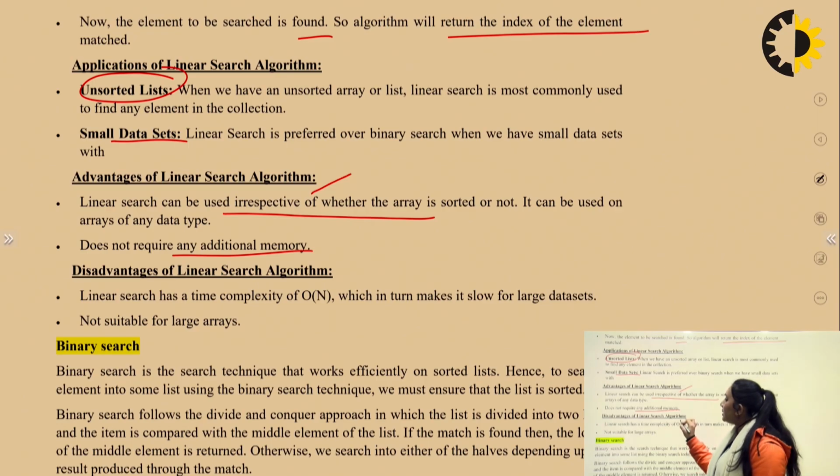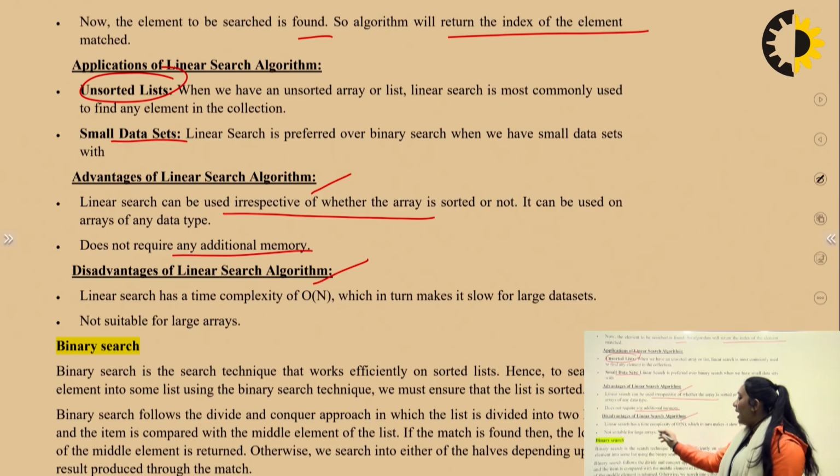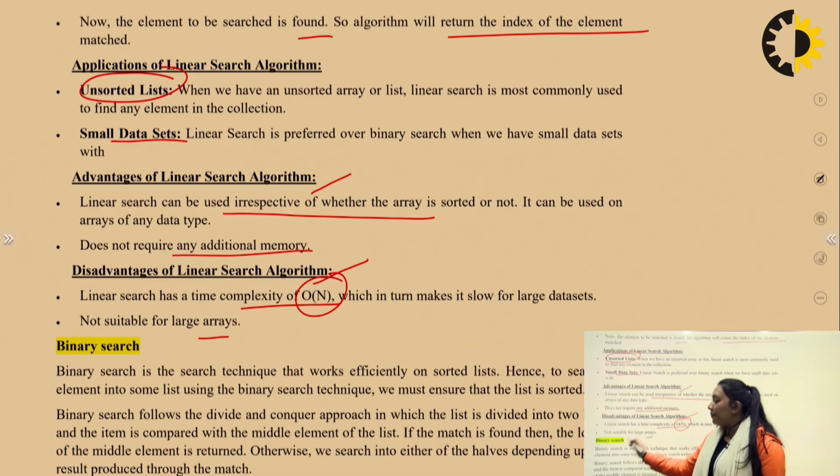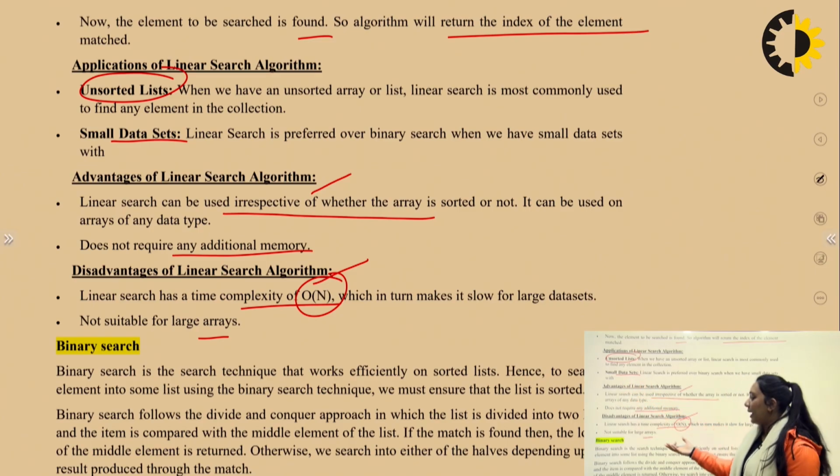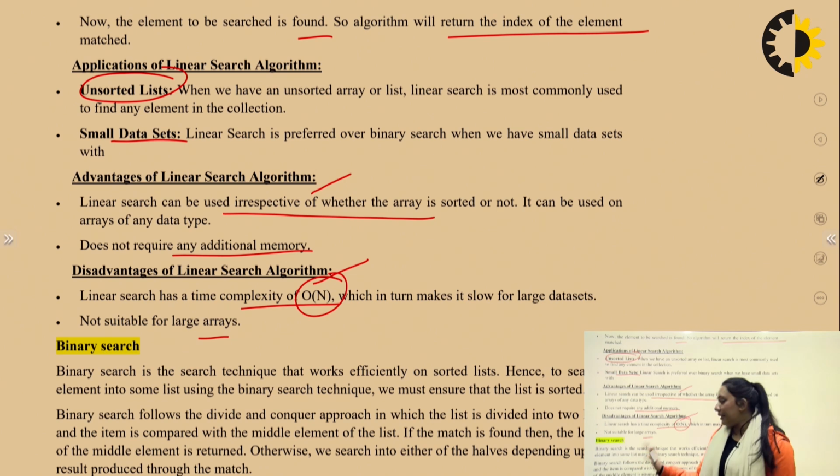Next, we have the disadvantage of linear search. The complexity is O(n), which means it is not suitable for a large data set or a large array. As we already saw that it can be implemented on small data sets, it cannot be implemented on large data sets. Now, we will talk about binary search, right?